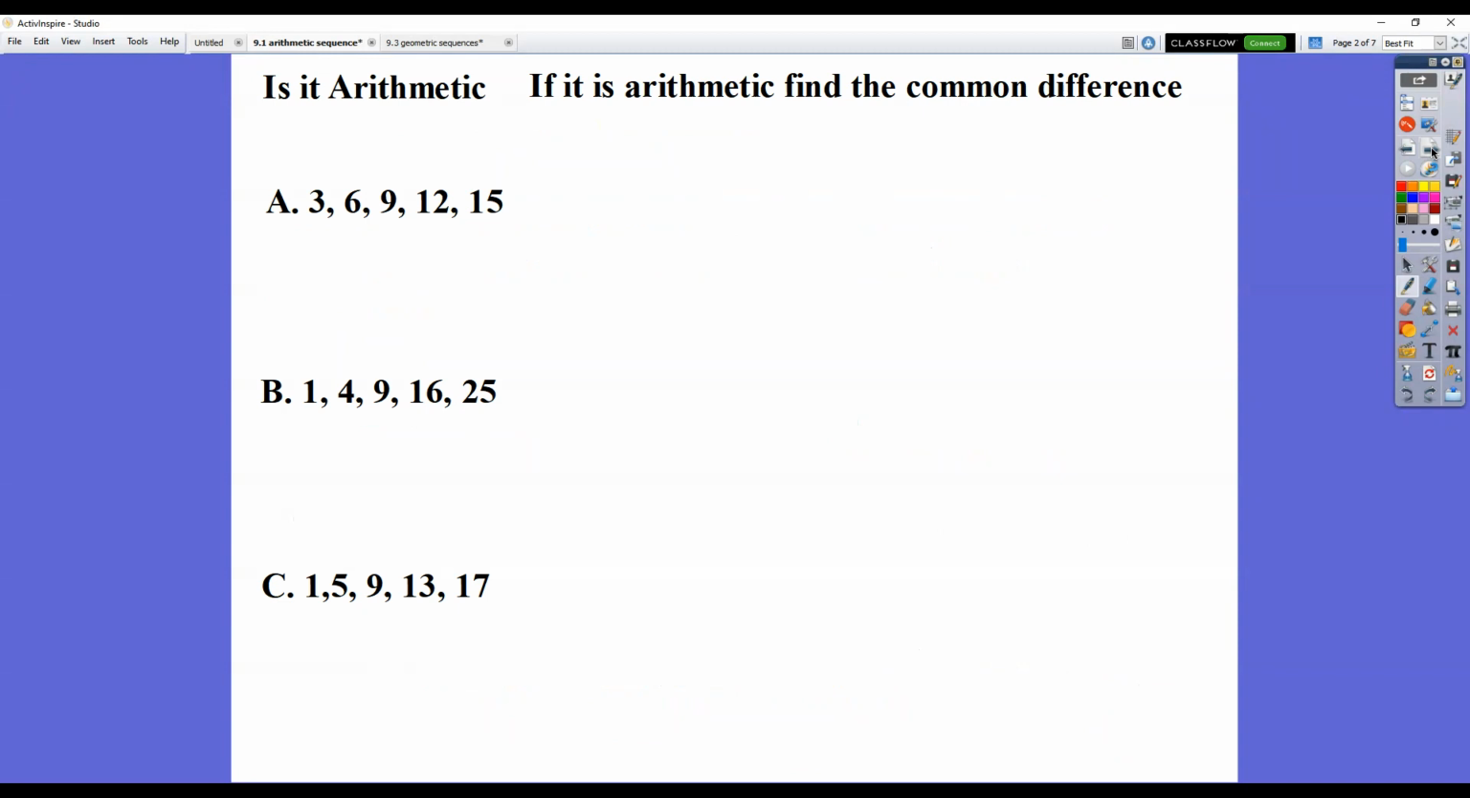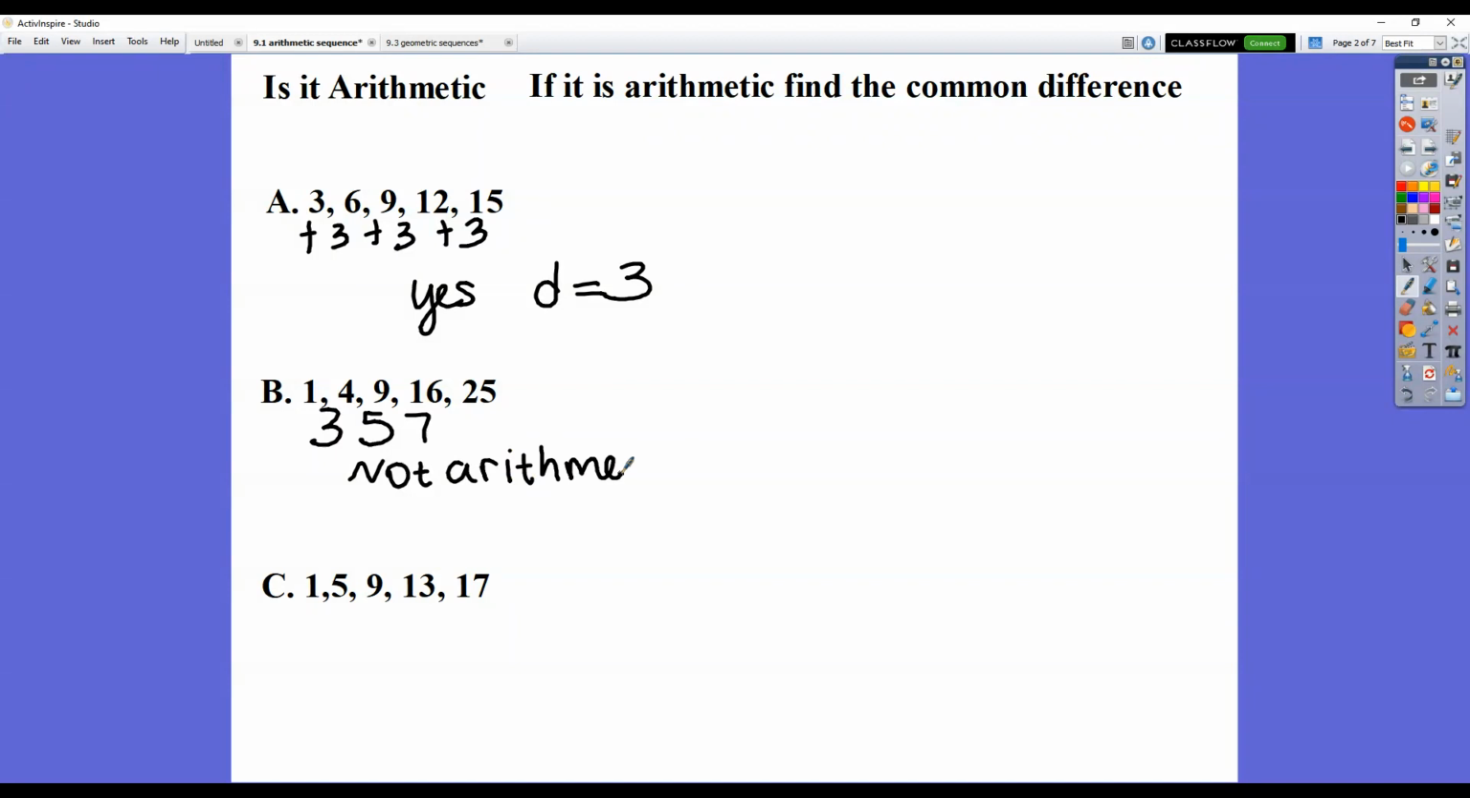Is it arithmetic? On the homework, the first few problems ask: is it arithmetic? Find the common difference. So remember, you've got to be adding or subtracting the same number each time. So here, the pattern is add 3, add 3. So yes, and the common difference is 3. Here, we add 3, then add 5, then add 7. Not arithmetic. The common difference is not constant.